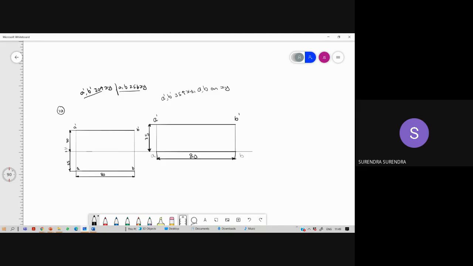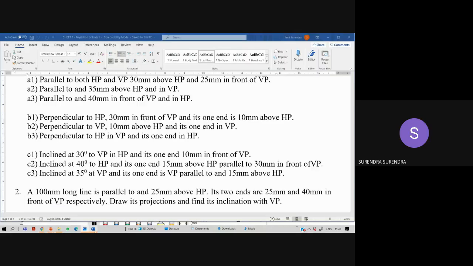Will you complete the third problem? It is just the reverse of the second problem. The line is 40 mm in front of VP. So A and B are 40 mm below the XY line, in HP. So the front view A dash B dash is on the XY line. Just reverse of the second problem.